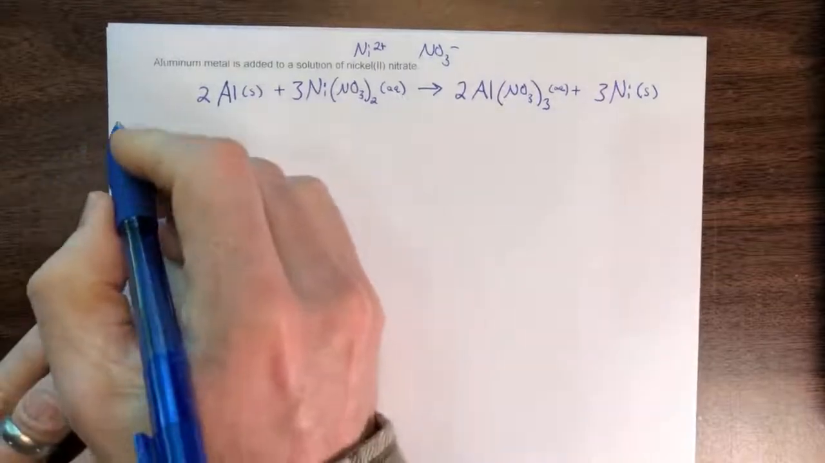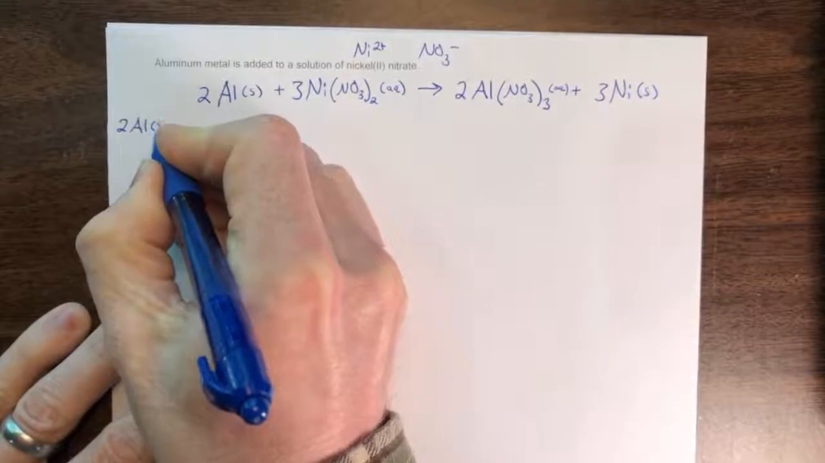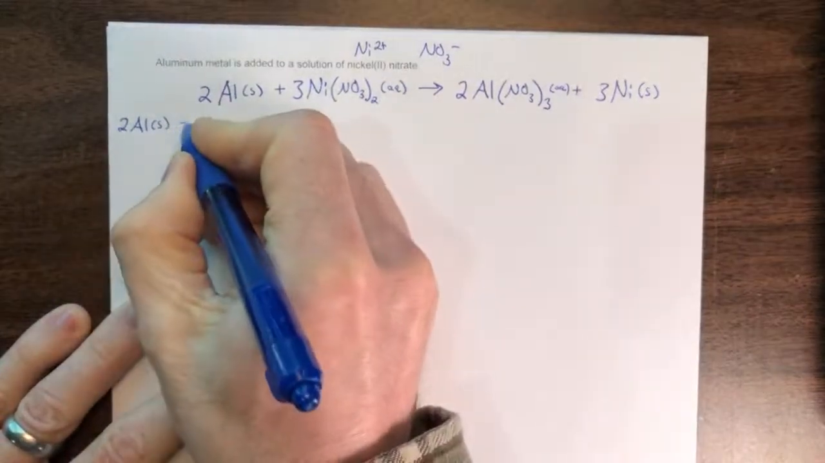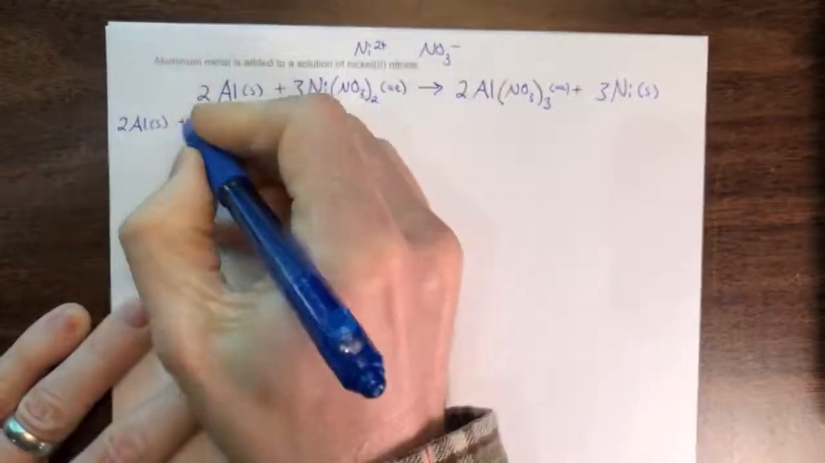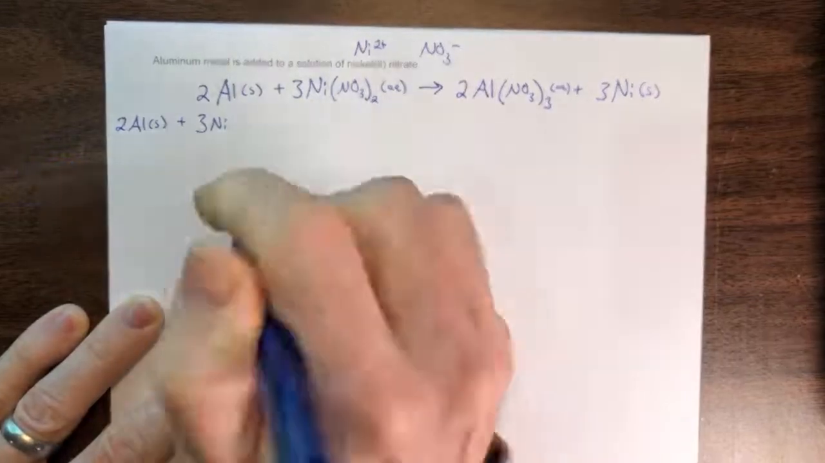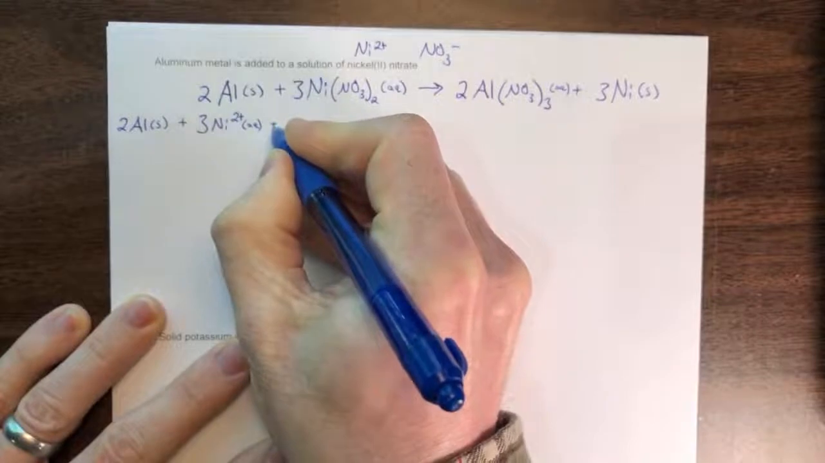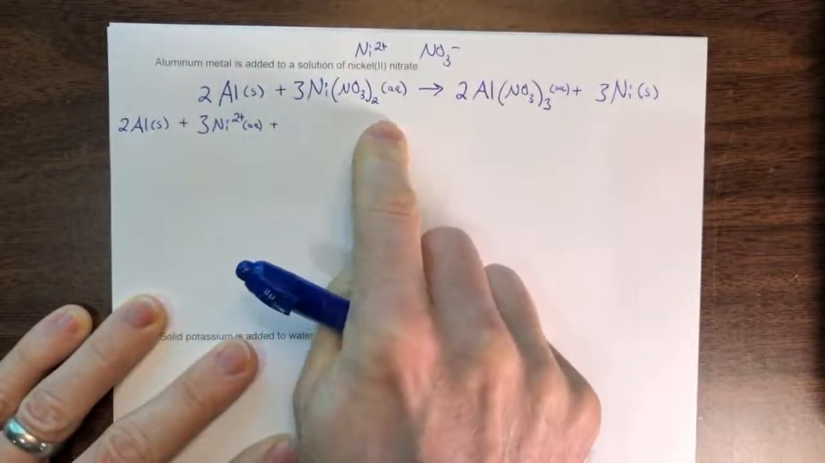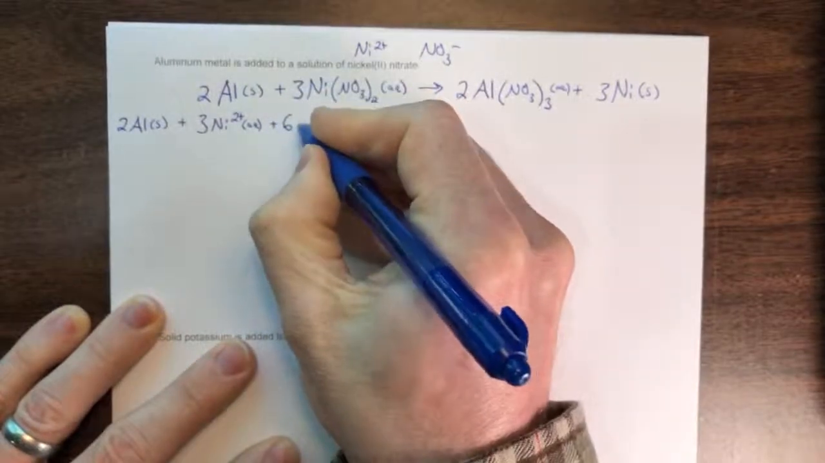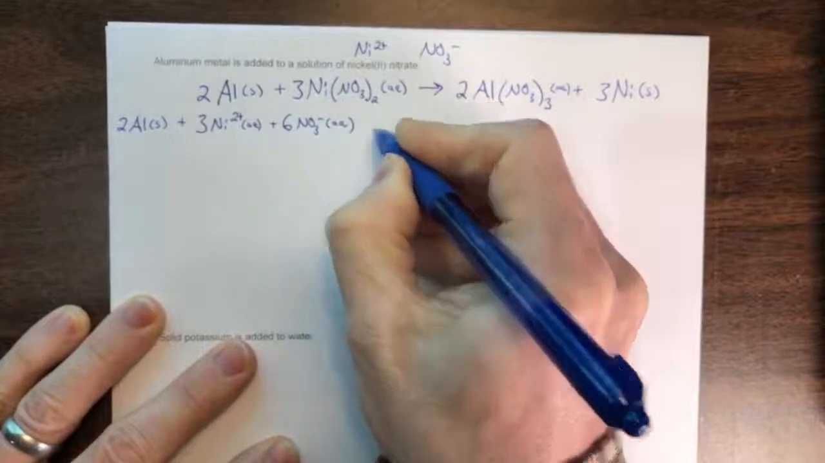Okay? So let's go ahead and do the full ionic equation. And you're going to need some space for that. So this is going to be 2Al(s). That doesn't change at all. It's a solid. And then we have 3 nickels, so 3Ni2+(aq). And now how many nitrates do we have? We already said, right? So 3 times 2 is 6. So we have 6 NO3-, 6 nitrates on this side, right?